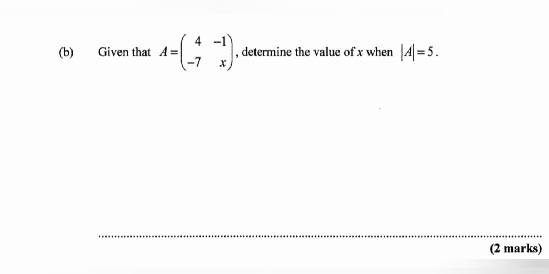And B, it says, given that A is the matrix 4, negative 1, negative 7, x, determine the value of x when the determinant of A is equal to 5. The determinant of a matrix is found when we find the product of the leading diagonal and subtract the product of the non-leading diagonal. In this case, the leading diagonal is 4 and x, and the non-leading would be negative 1 and negative 7.